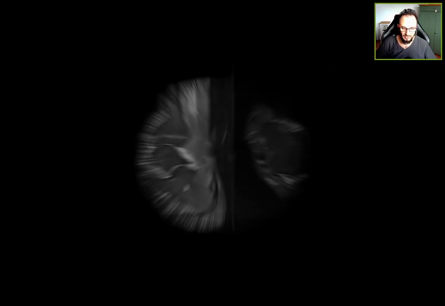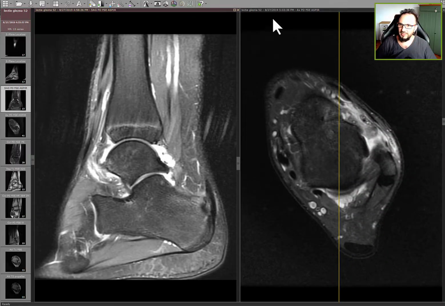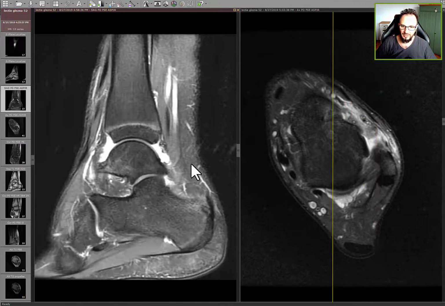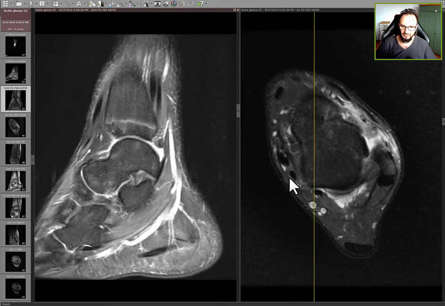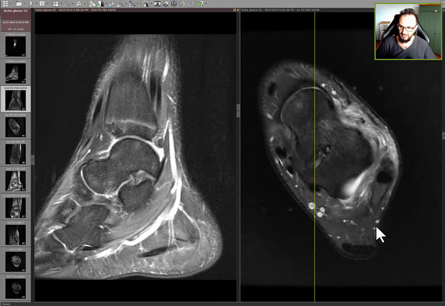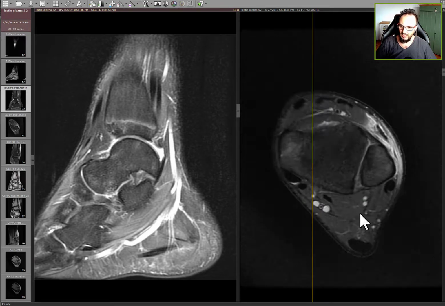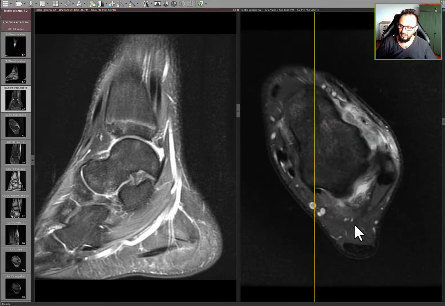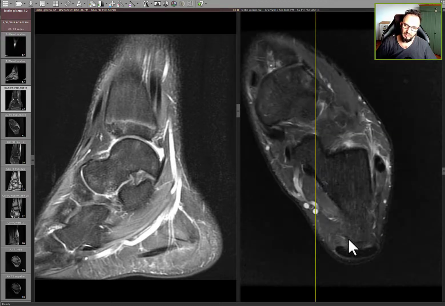Hello guys, now I will present you this case 52. It is an ankle. I will scroll down the images so you can have a brief idea about what I have to tell you about this case. This is a young male, 15 years old, a lot of basketball play.